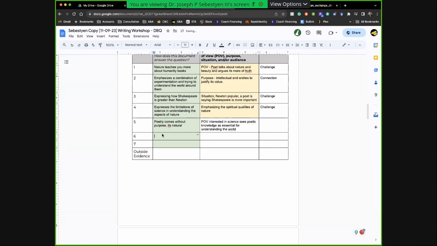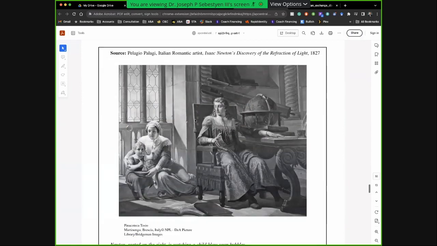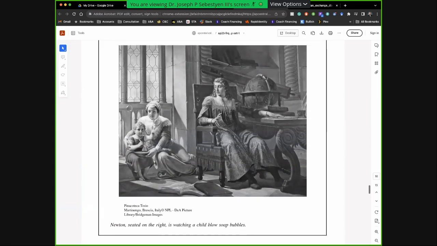Document 6. Oh, this would be connection. Here we have Pelagio Palagi, Italian Romantic artist, Isaac Newton's Discovery of the Refraction of Light. Newton, seated on the right, is watching a child blow soap bubbles.